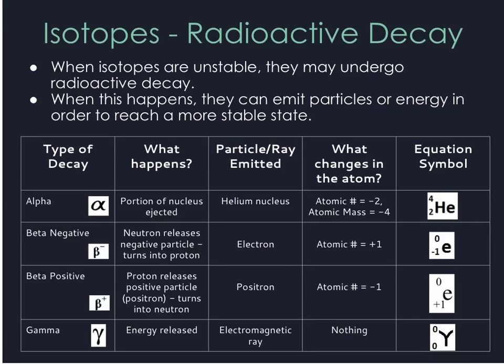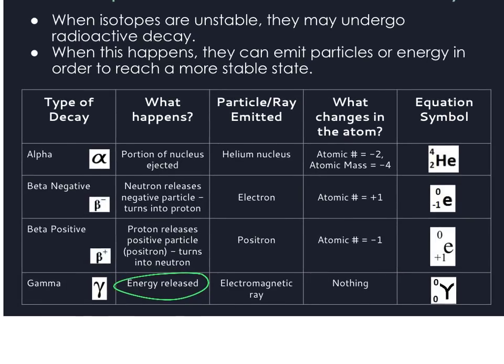The last one is gamma decay, and this is the one that we always talk about when we're talking about radiation, like Chernobyl. We're talking about gamma radiation, gamma decay. So this is really just energy. It's not a particle, it's just energy. We'll be getting into what kind of energy this is a little bit later, but because it is just energy, there is no change in mass, there's no change in atomic number. It's just a butt ton of energy that is released, and as we know from Chernobyl, it can really hurt you.